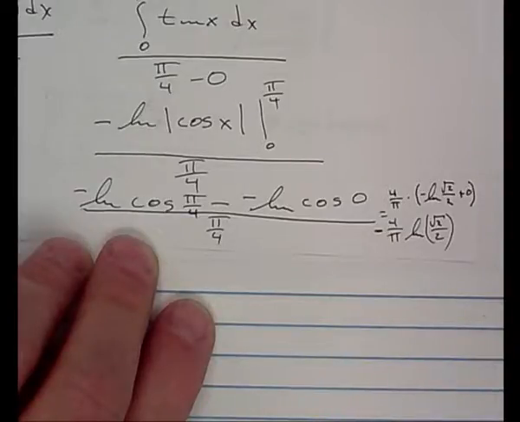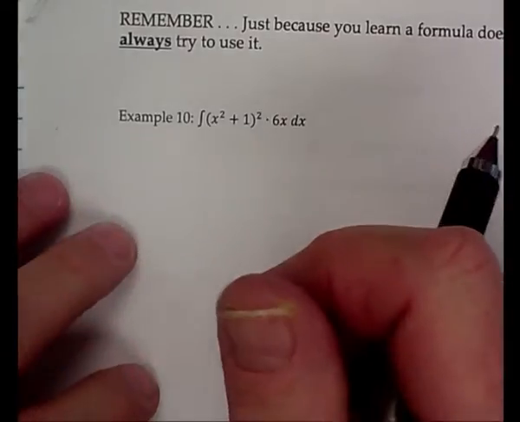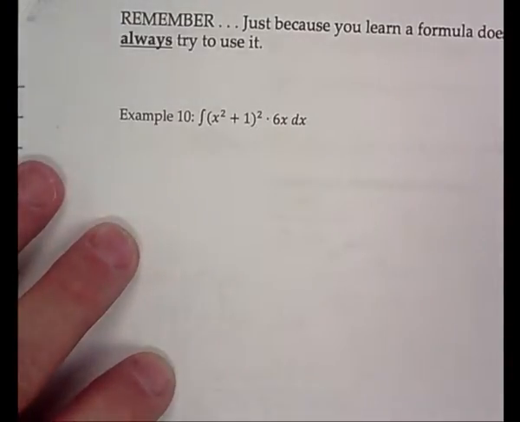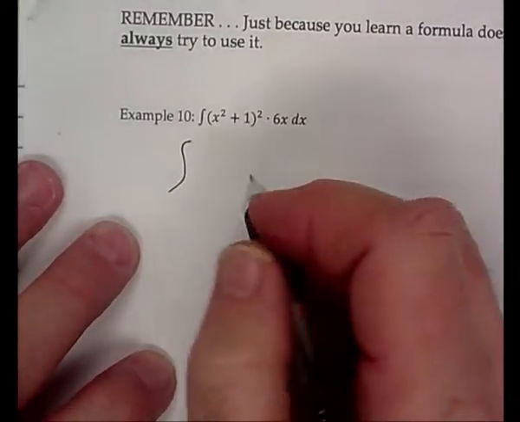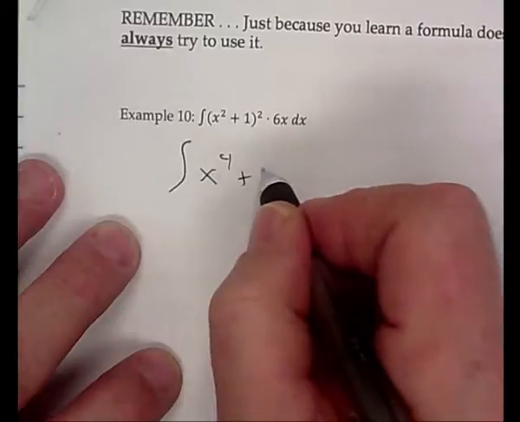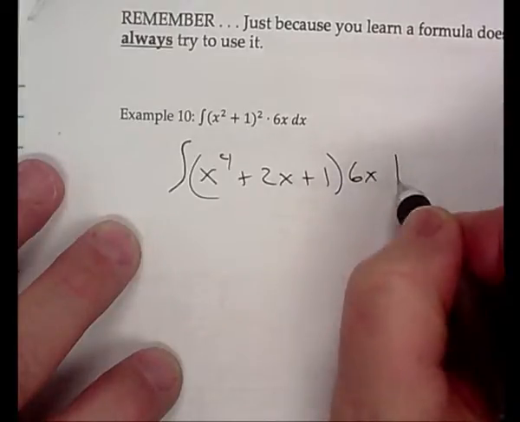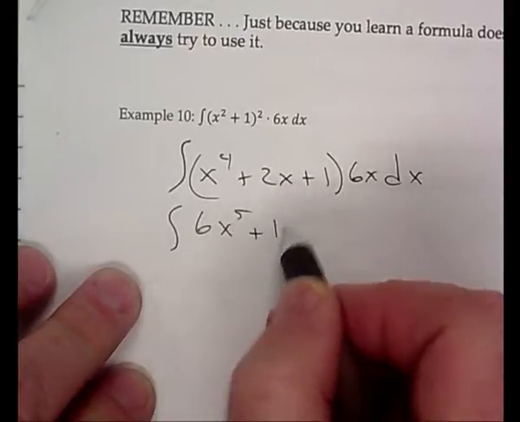Okay. Last problem, almost. Kyle, how would you do this one? I probably just foil it. You would foil it? Okay. Foil it for me. Okay, x to the 4th plus 2x squared plus 1, and multiply by 6x. Okay, and then what do you get? 6x to the 5th plus 12x cubed plus 6x.